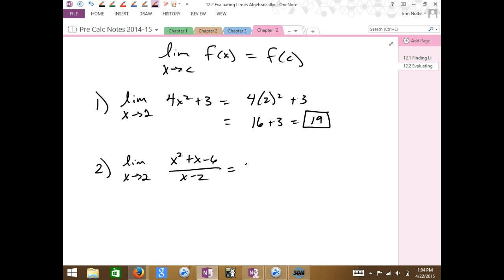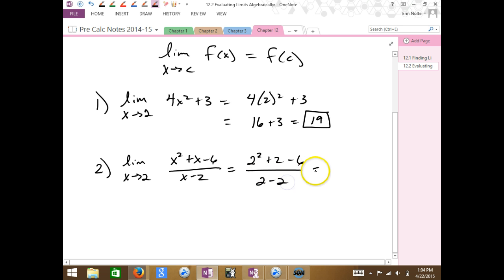The first thing we're going to do is plug the 2 into it. So we have 2 squared plus 2 minus 6 over 2 minus 2. And as Hunter has said, we end up with 0 divided by 0. You cannot divide by 0. So this should be like a big, oh gosh, what do I do? Yes, it does mean that there is a hole there. Anytime you get a 0 over 0, that does imply a hole. So there is a limit. We just have to figure it out.